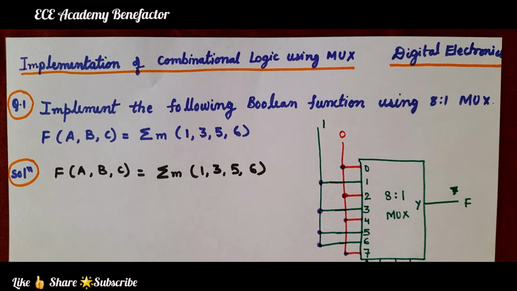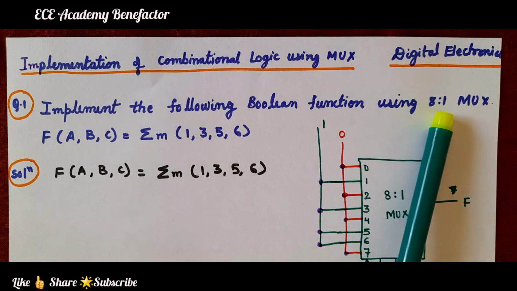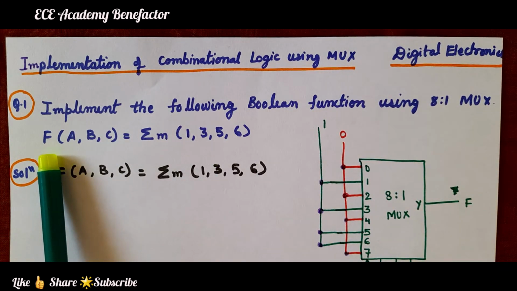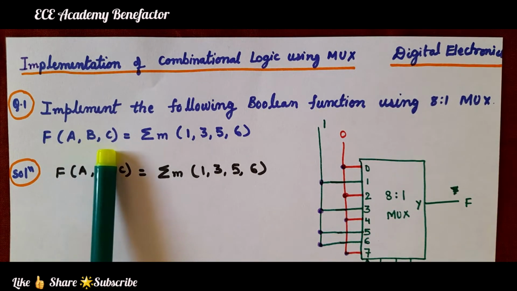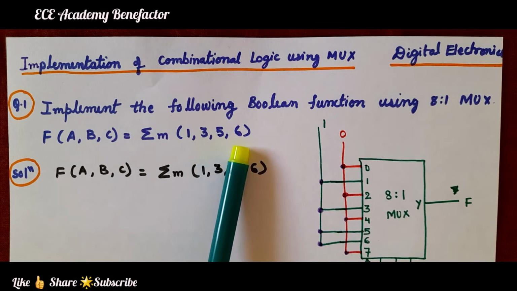3 questions we have covered here. So, let us start with the first one. The first question is, implement the following Boolean function using 8:1 MUX. The given Boolean function is f(a, b, c) = summation m(1, 3, 5, 6).